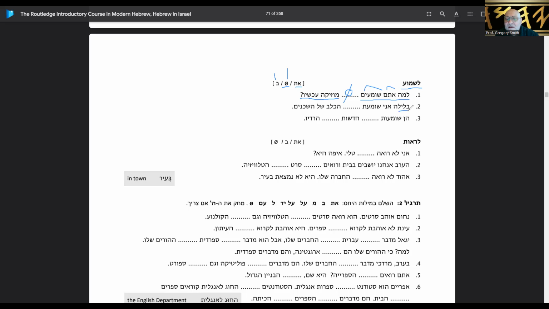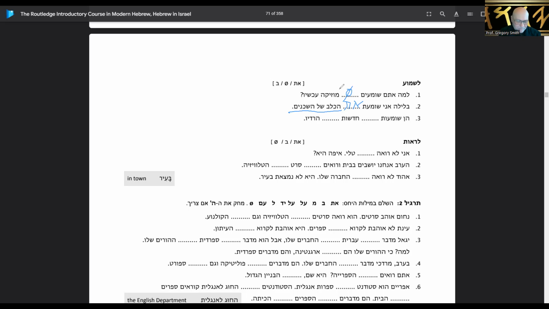Okay, so balayla, in the evening, ani shomet. I am listening. Blank. Hakelev shel hashakanim. Shomim. Or it could be I'm hearing the neighbor's dog. I'm hearing hakelev shel. And this is the dog, shel hashakanim. So I think it's going to be an et there. That's a horrible et. Okay, so et hakelev shel hashakanim.